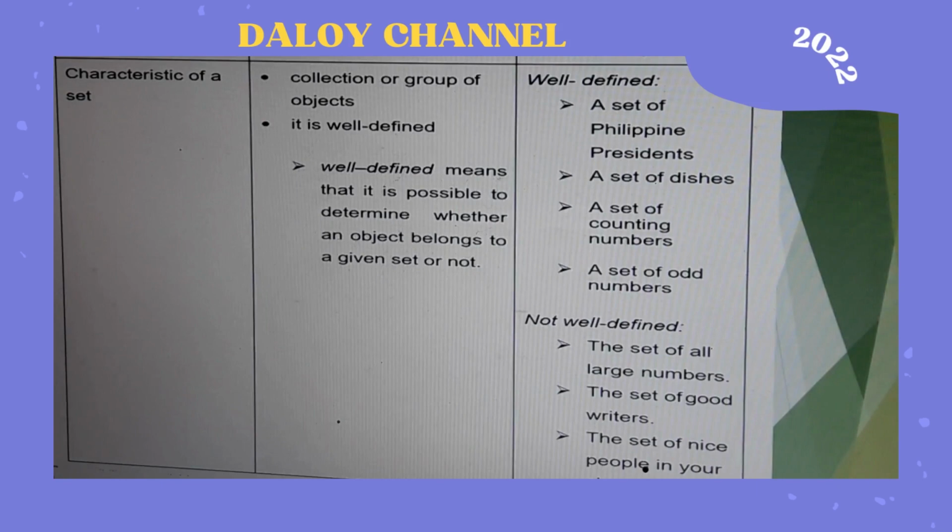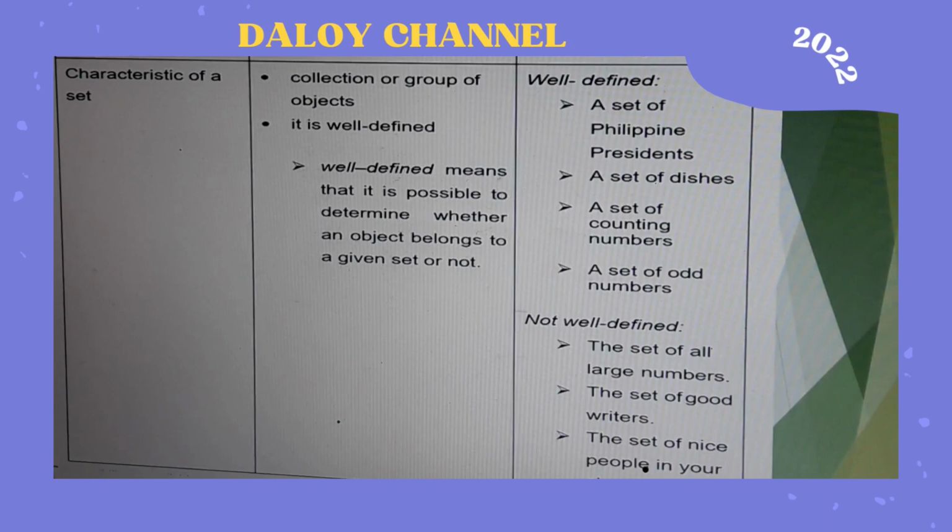So, let me give you an example of what is really a well-defined set and a not well-defined set. For well-defined sets, we have first, a set of Philippine presidents. Second, a set of dishes. Third, a set of counting numbers. Fourth, a set of odd numbers. As you notice, it is well defined because we can exactly roster out the sets of those examples. Like enumerating the Philippine presidents, we can. A set of dishes, we can also enumerate that instantly. Counting numbers, of course, as well as odd numbers.